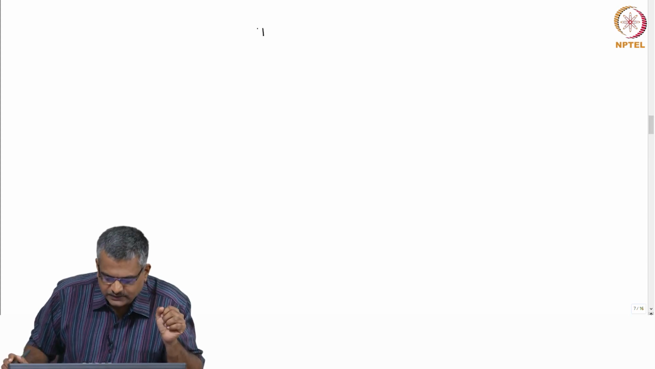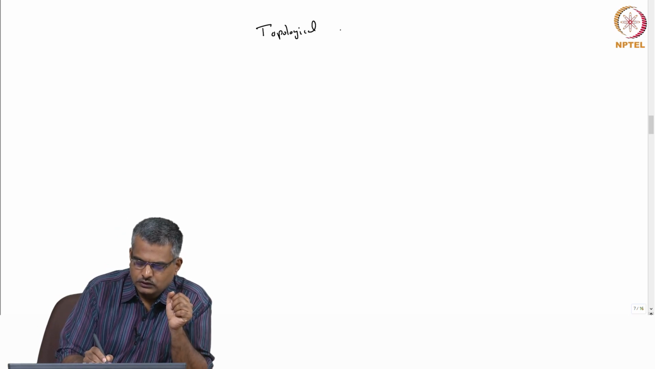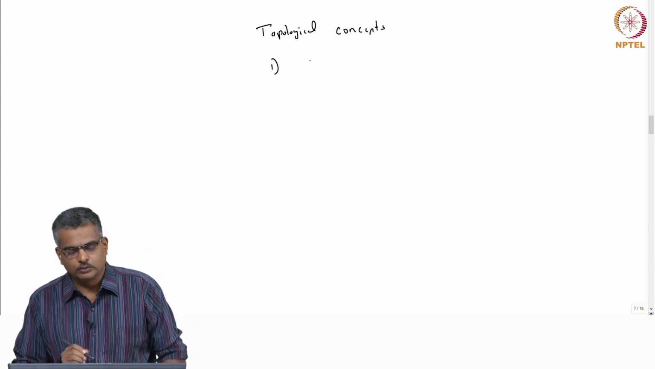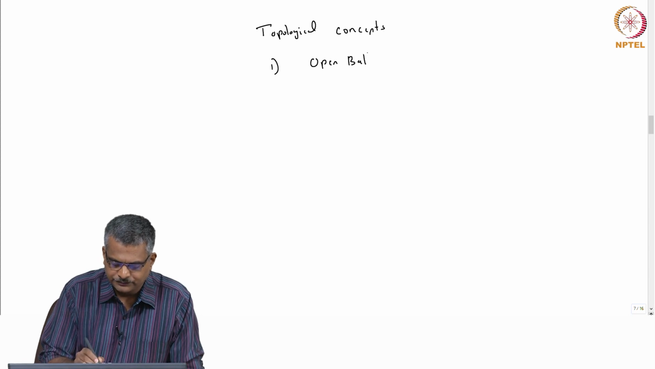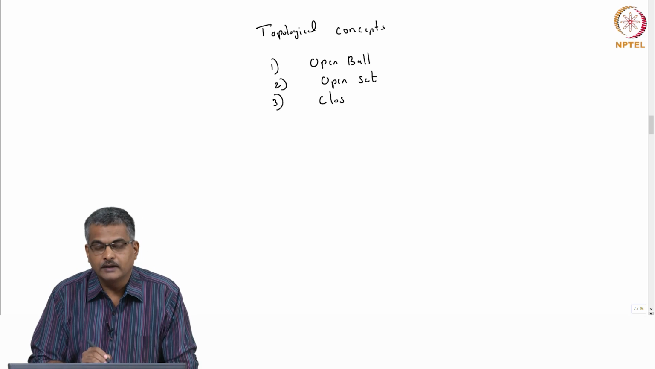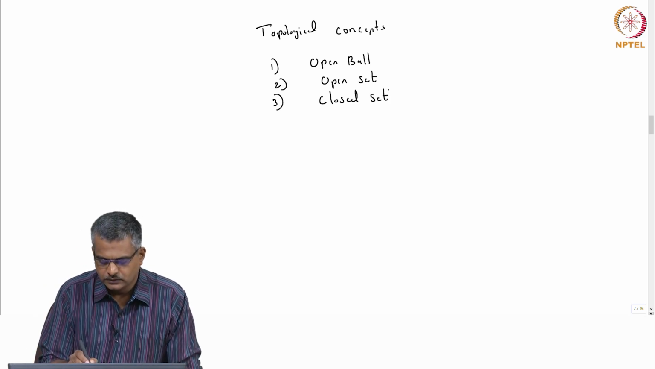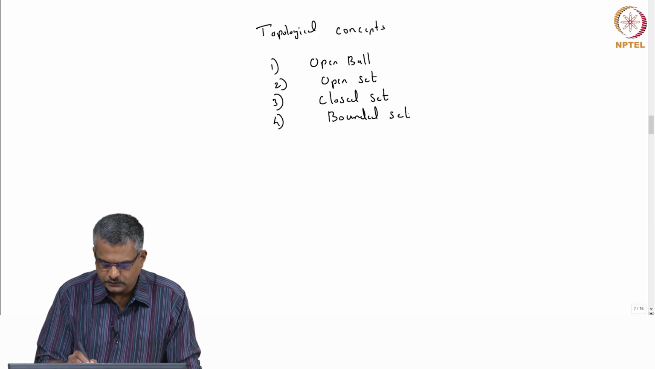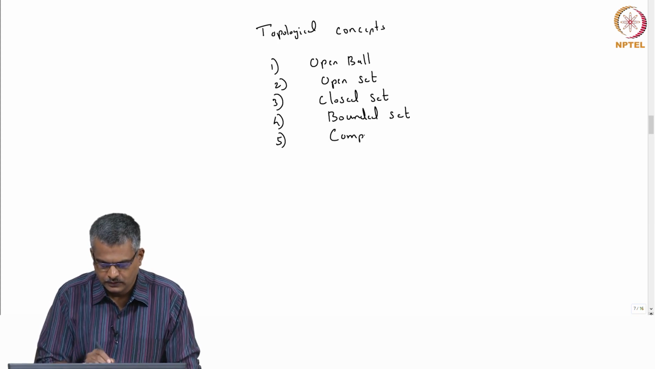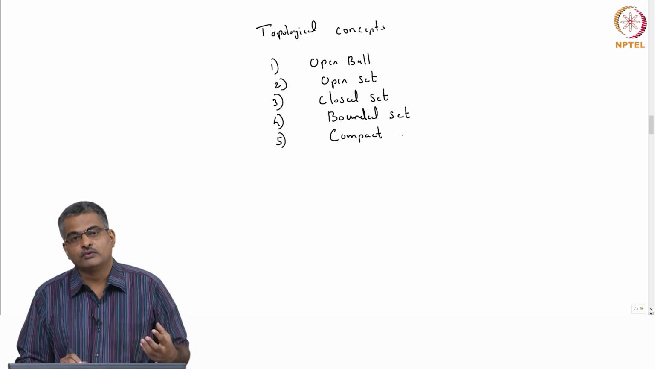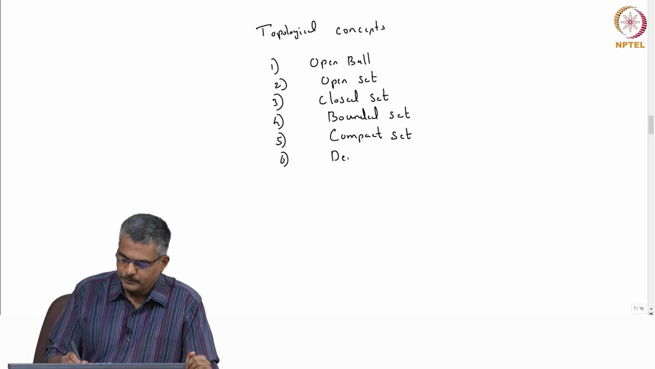So, the notions that we need to understand are as follows. These are topological concepts drawn from point set topology. To begin with, we need the notion of open ball, which leads us to the definition of open set. Once we have the notion of open set, we can talk about closed set, and then bounded set. When is a set said to be bounded? This also leads us to the notion of compact set, a very important notion in our analysis, a very powerful property it has.